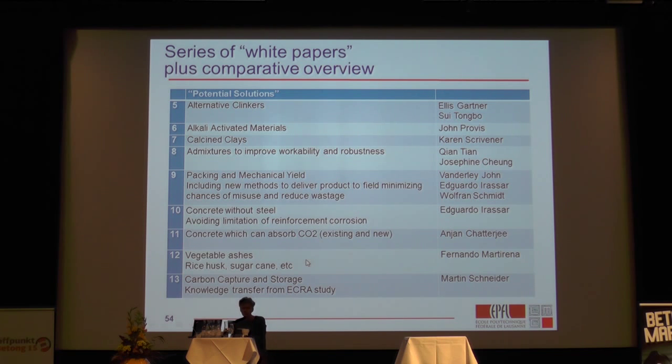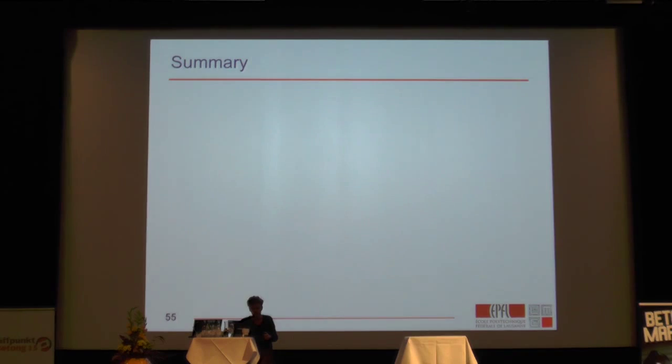And then the different potential solutions people have come forward with: alternative clinkers, alkali-activated materials, calcined clay, admixtures, better packing to reduce the cement content in concrete, maybe using concrete without steel, you know. So all of these things that have been suggested, we need to evaluate on a comparative grid. So that's hopefully given you some idea of where I think we should be going.